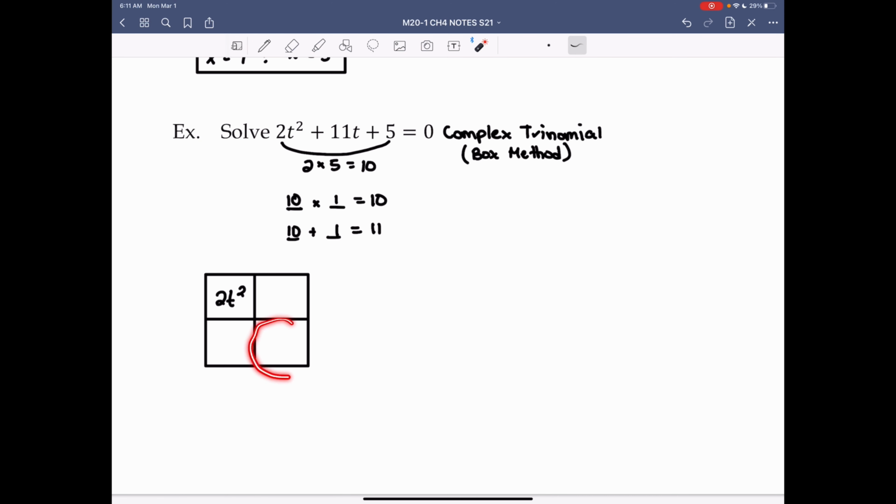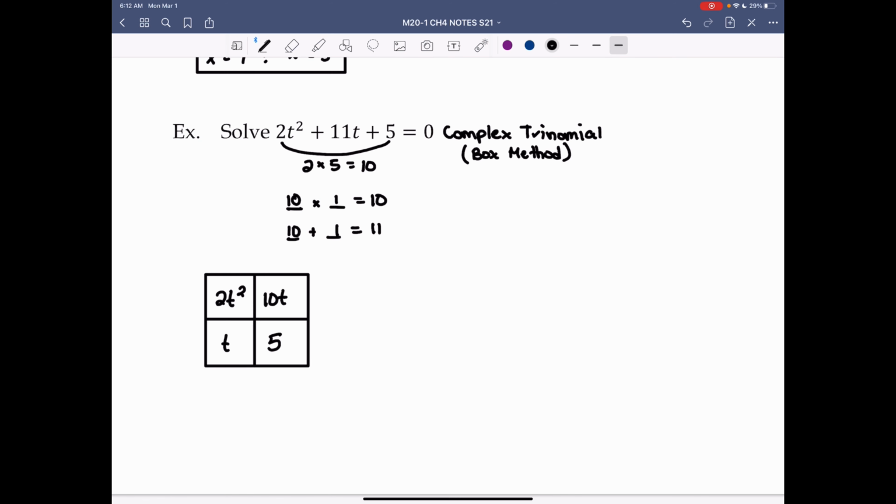In the bottom right box, you're going to put the constant term from the trinomial, which is 5. In the other two boxes, it doesn't matter which order, you're going to put the values that we figured out here, followed by a t because they represent the middle term of the trinomial. So 10t and 1t is just t, or you could switch those and have 1t here and 10t here. It won't matter.